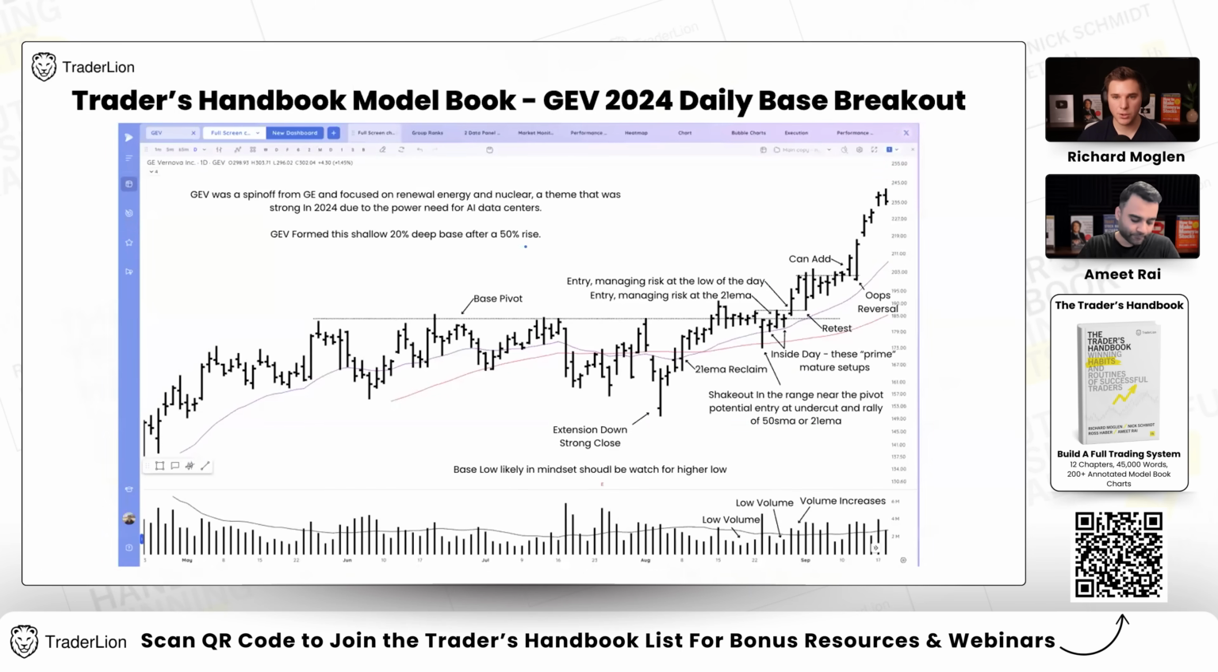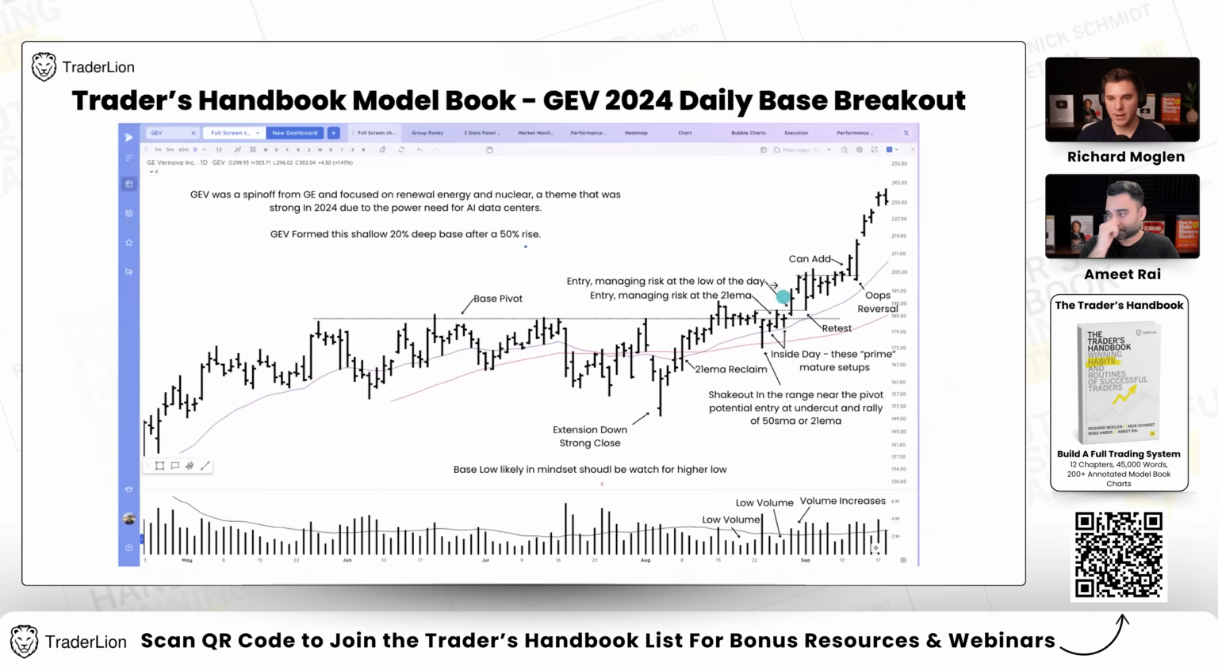Here's another sneak preview of one of the model book chapter stocks from the Trader's Handbook. This is GEV, a really nice base setup here. Again, in a leading theme at this time, we had the extension down, strong close. At that point, we're watching for the 21 EMA reclaim and then tight ranges really near the pivot. And we point out a bunch of inside days and entry tactics here, oops reversals.